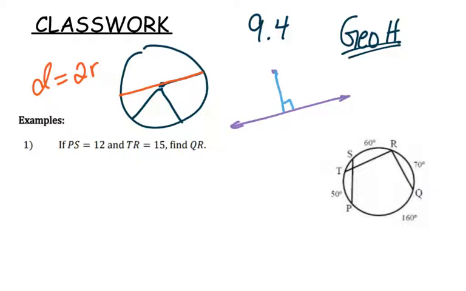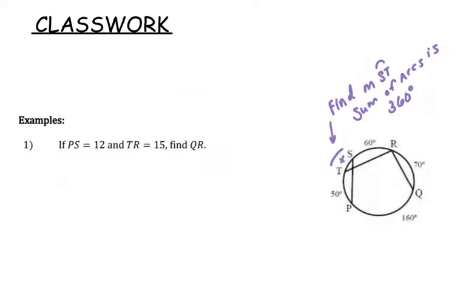We have, if segment PS, that's one of the chords, is 12 units, and TR, which is another segment here, is 15 units, we want to find the measure of QR. Let me clear this up. If you look closely, we're missing one of the arc measures. We have all of the arc measures except for ST. So we're going to remember that the sum of the arcs is 360. We'll go ahead and set an equation up and then take some time to solve for x, and you'll find out that x equals 20.